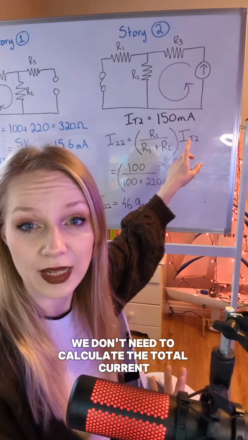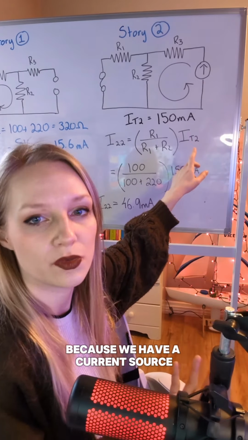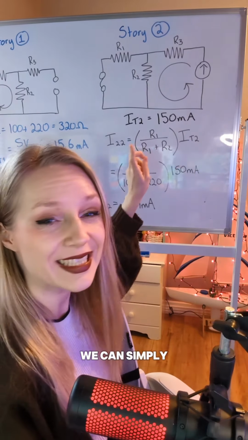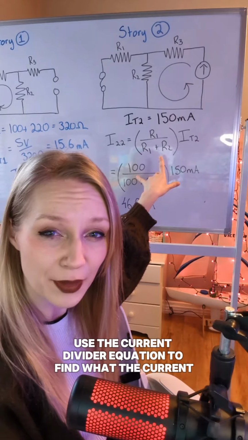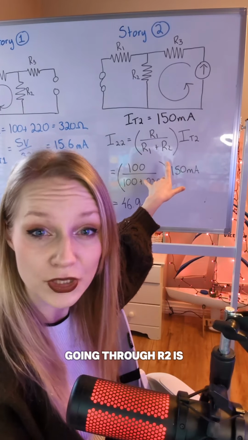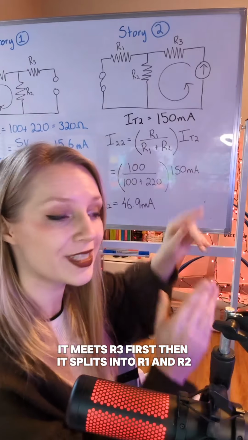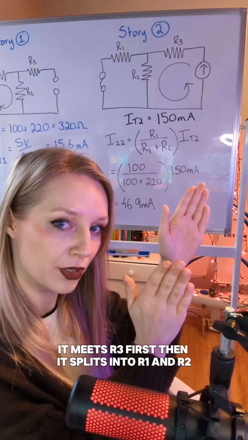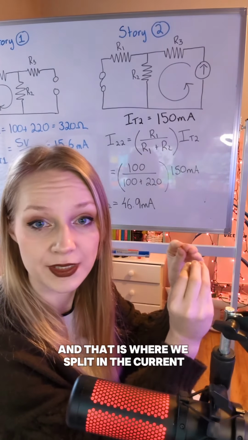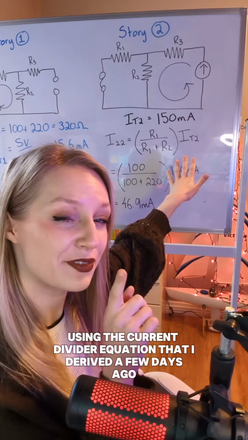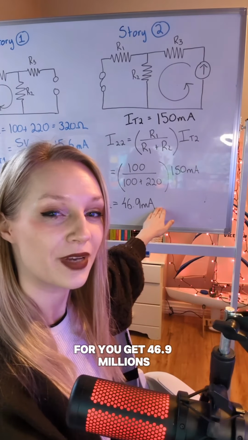We don't need to calculate the total current because we have a current source, not a voltage source, in this case. We can simply use the current divider equation to find what the current going through R2 is. Since from the point of the current source, it meets R3 first, then it splits into R1 and R2, and that is where we're splitting the current. Using the current divider equation that I derived a few days ago for you, you get 46.9 milliamps.